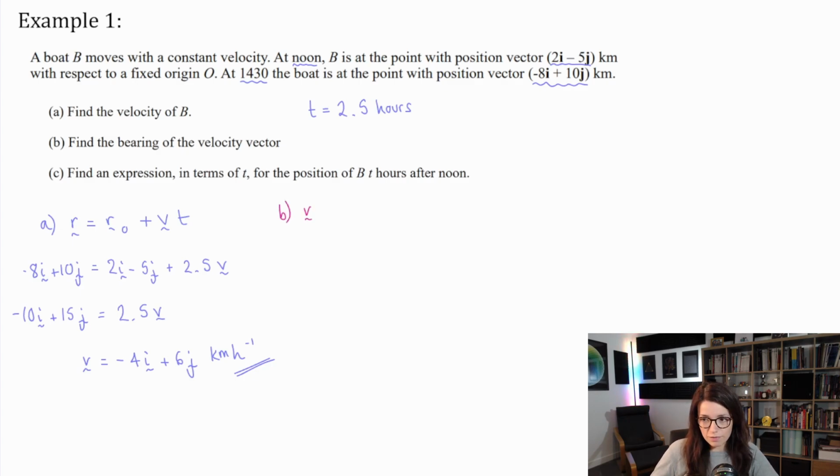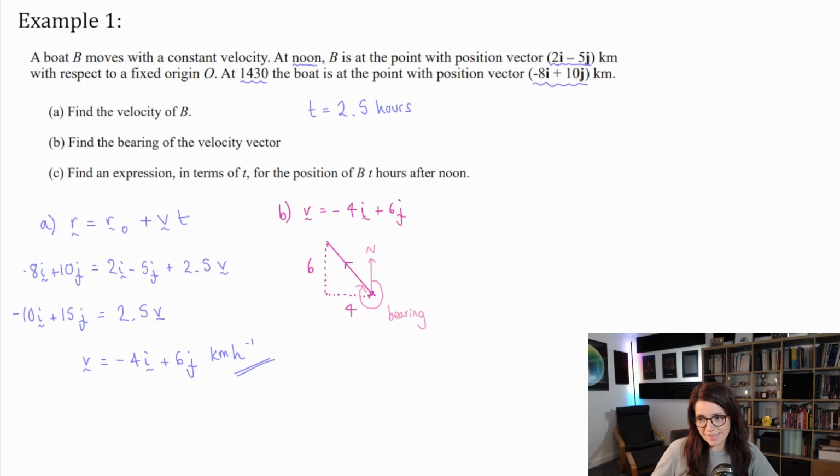Part B says find the bearing of the velocity vector. So we now know that our velocity vector is minus 4i plus 6j. So it's a good idea to draw a little sketch of what that would look like. So going up and to the left, that would be 4 units to the left and 6 units up with this as our starting point. Now for bearings, we always want to go clockwise from north. So if that's our north line, the angle we're interested in is this one.